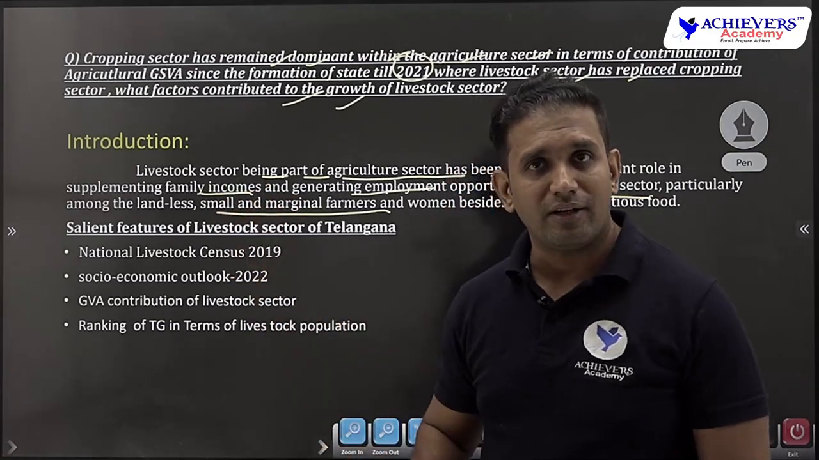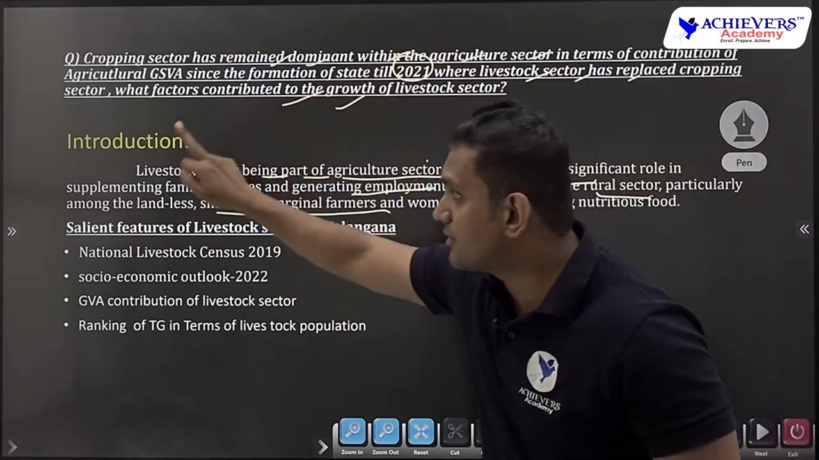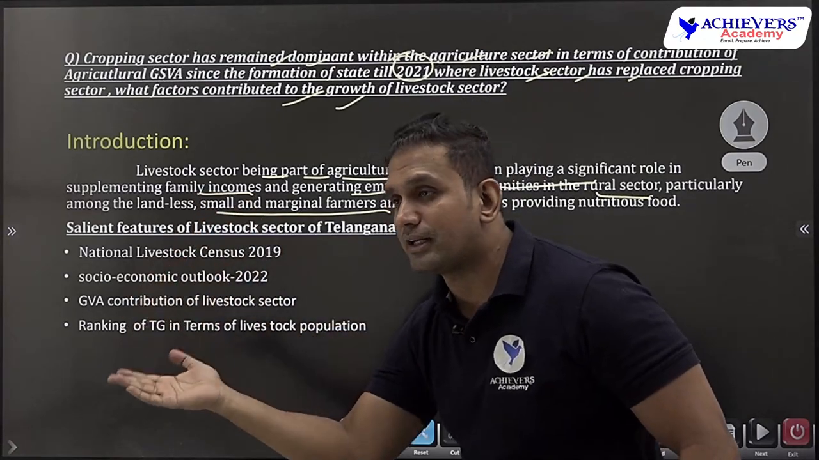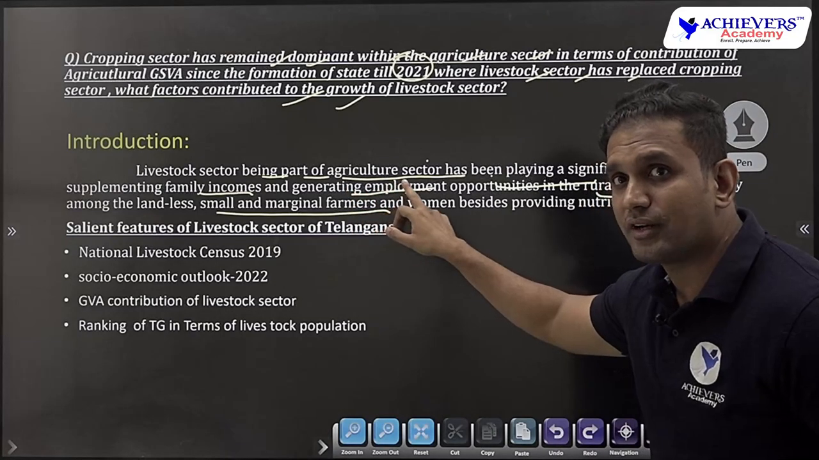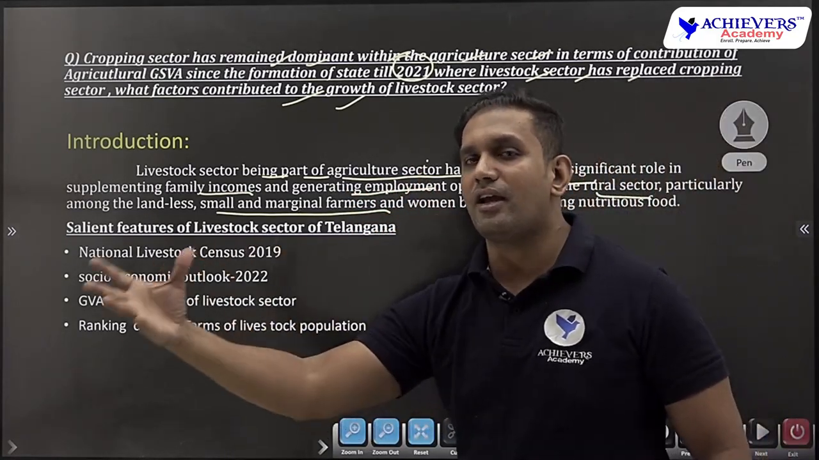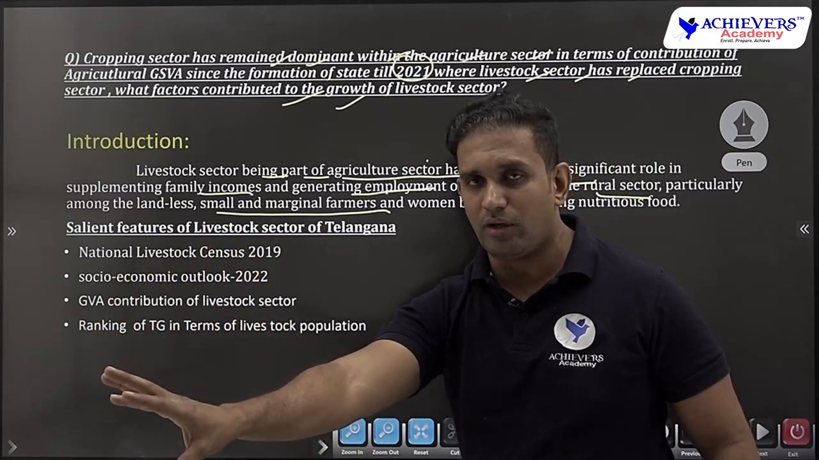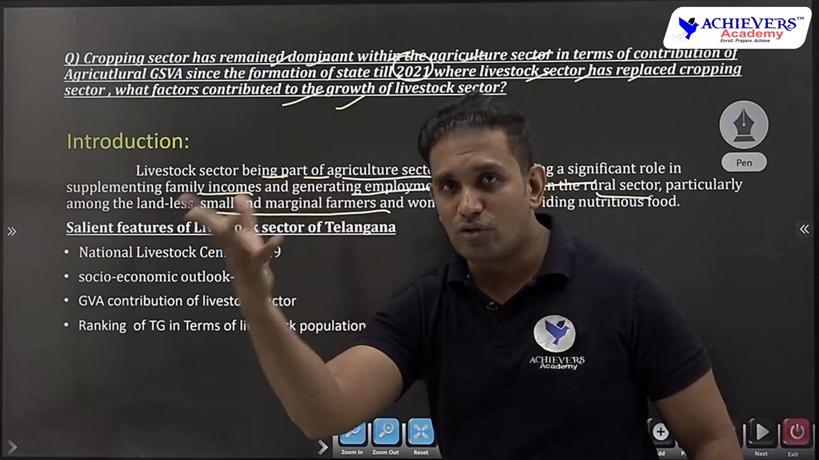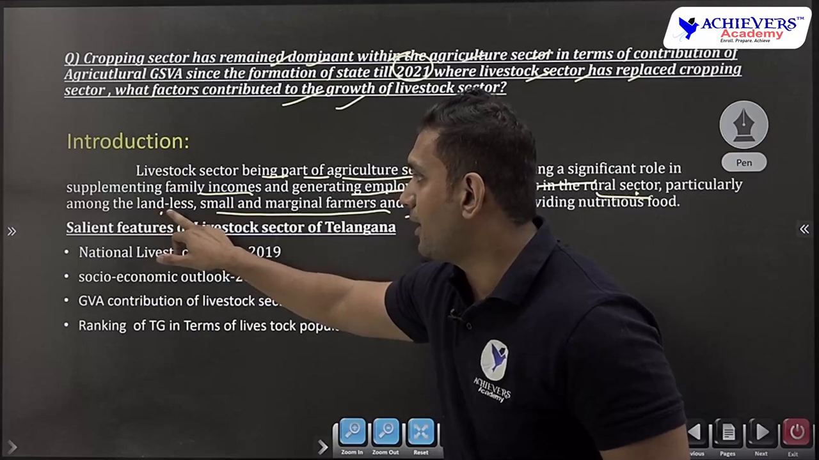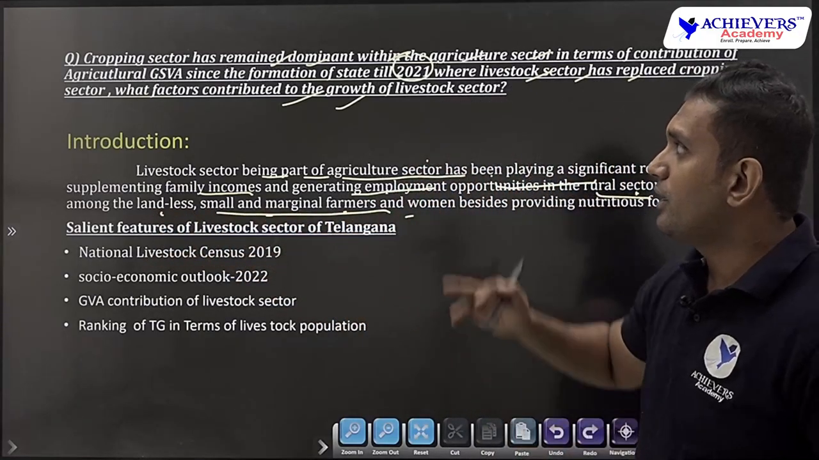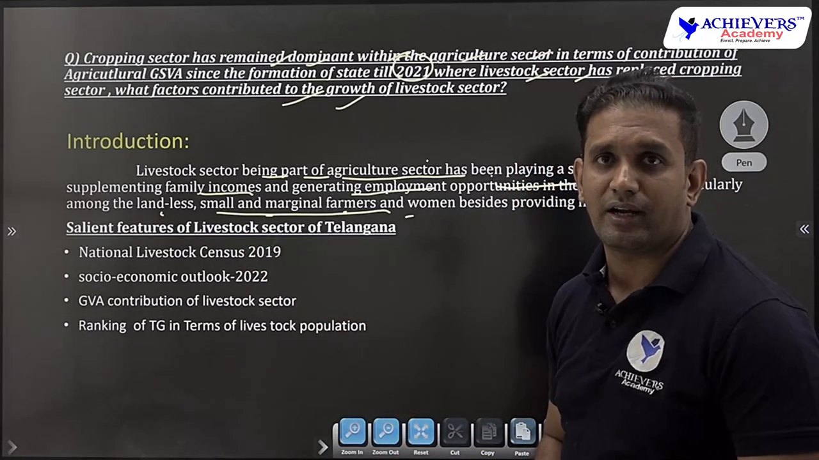So I have properly given it. See, I have given livestock is a part of the agriculture sector. It helps in supplementing family income, means apart from agriculture, it also gives some income to the farmer's family, and it also generates employment, because when you have a livestock farm, a cow farm or a goat farm, definitely you will require some labor to work, no? So it also creates employment in the rural state. Particularly, who will follow this? Landless, small, marginal farmers.